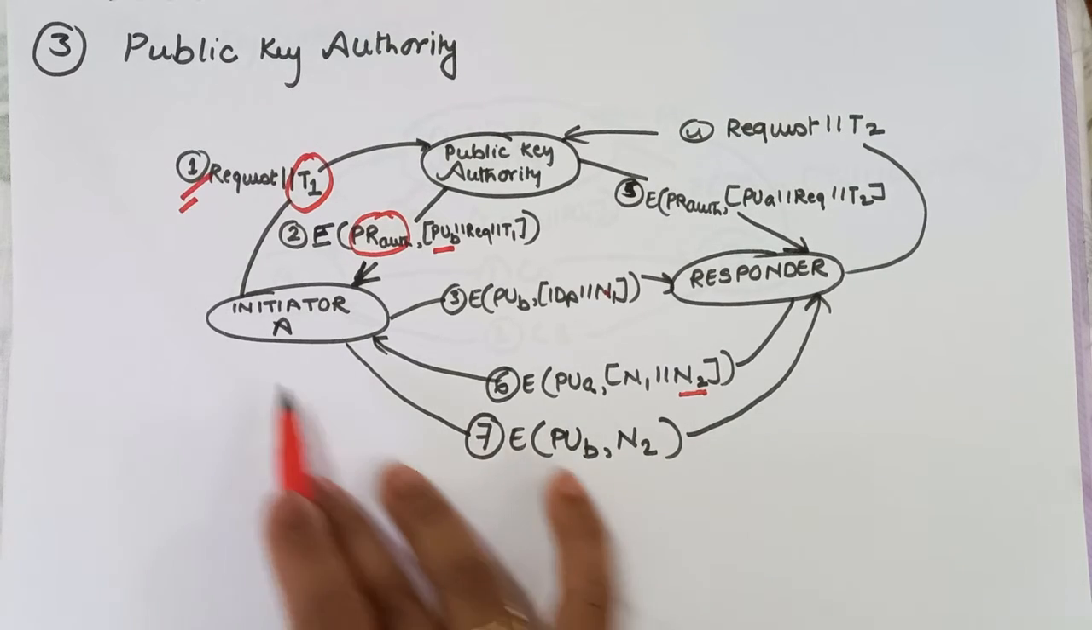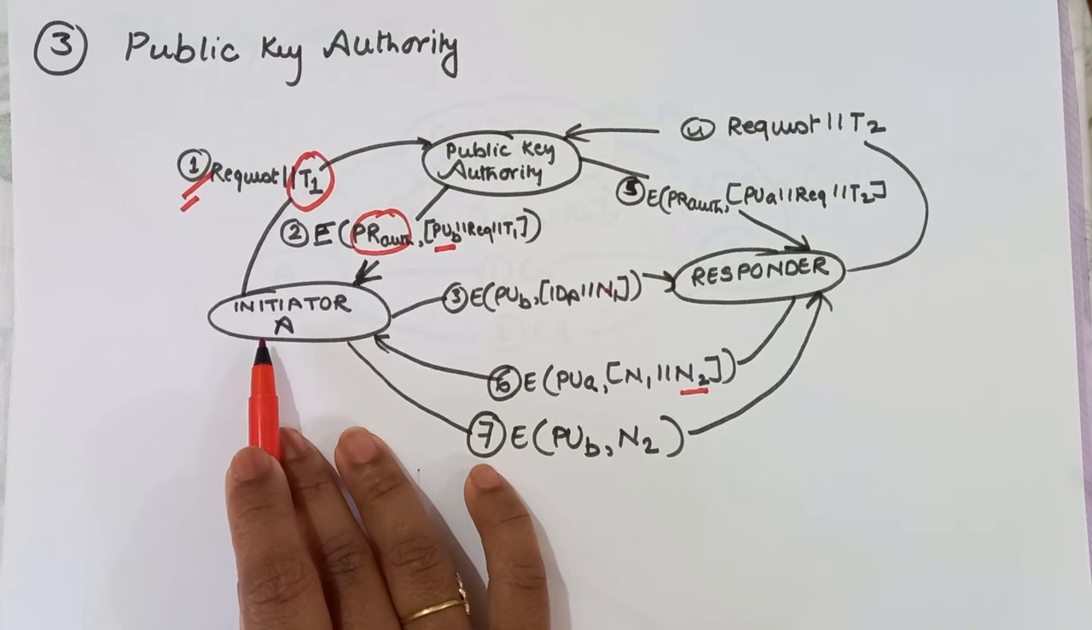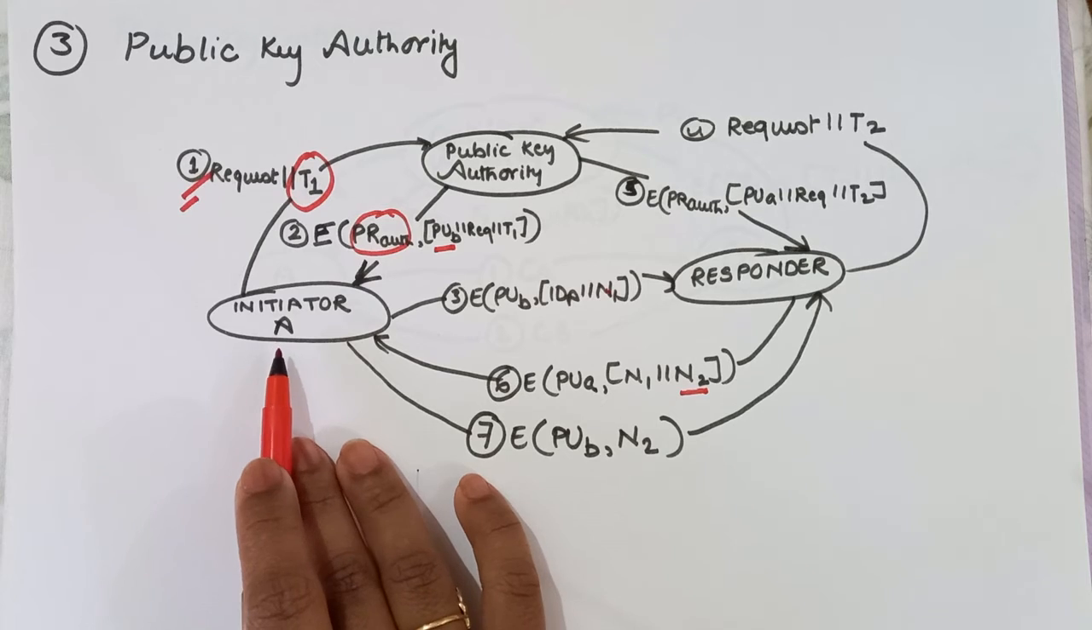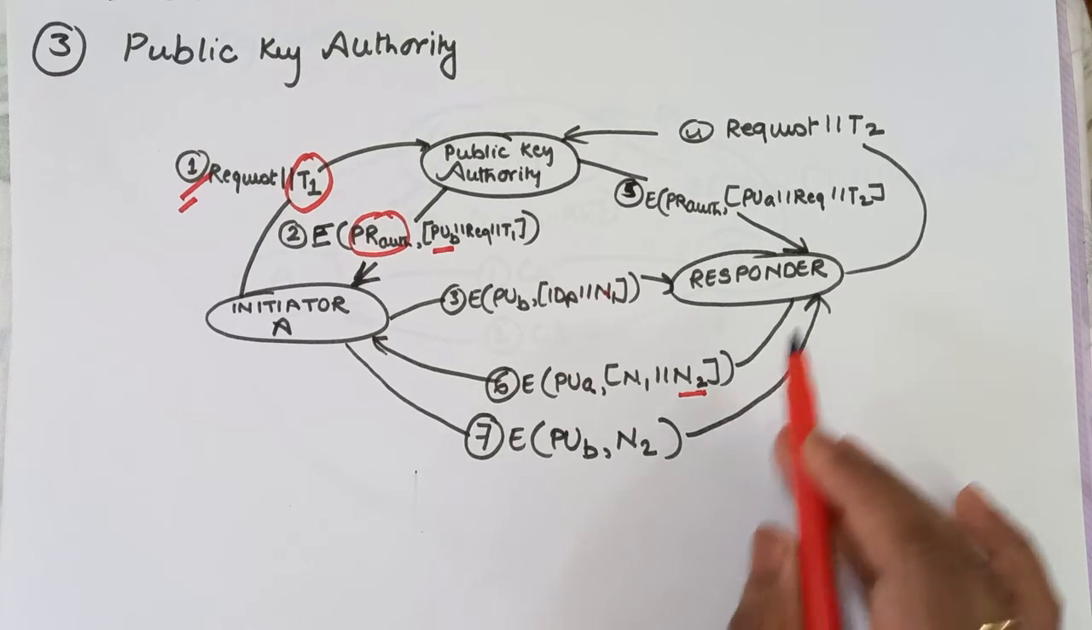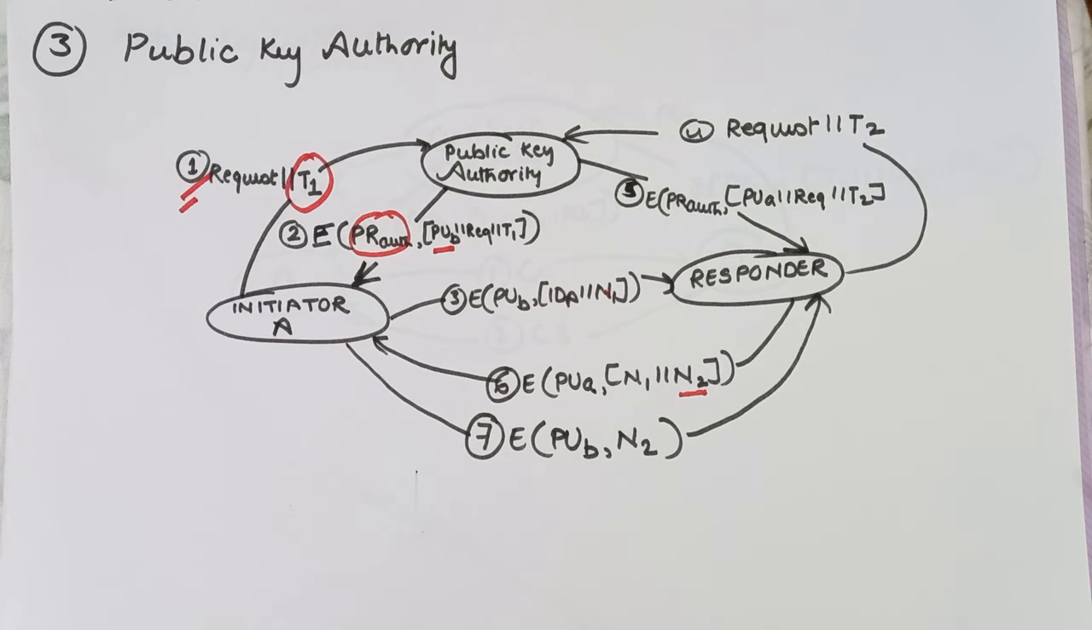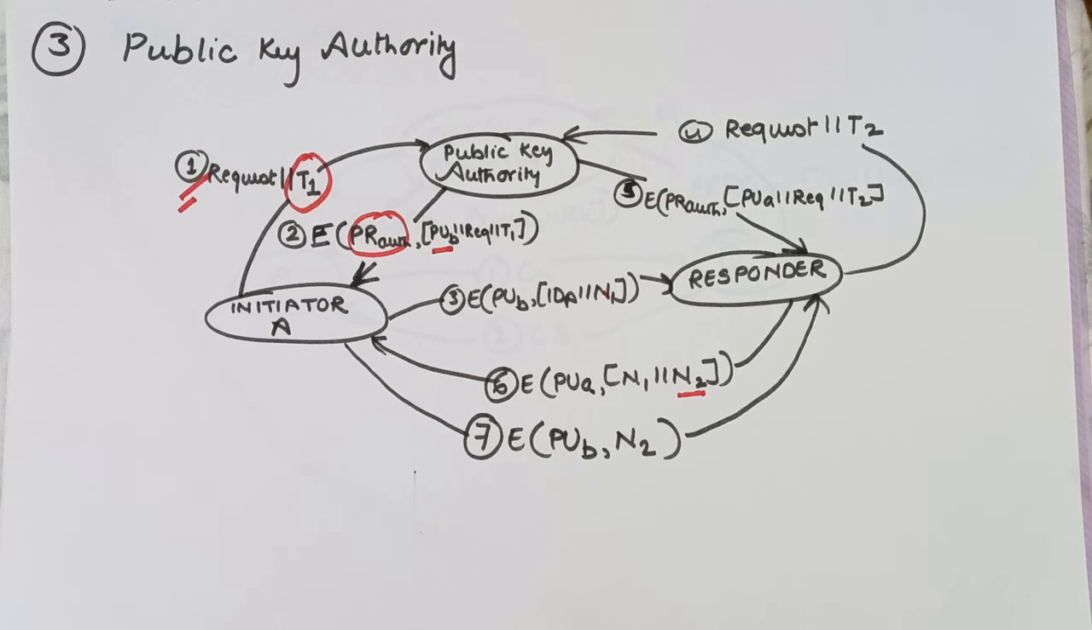Okay, after initiator A receives the encrypted message, initiator A then sends an encrypted message for confirmation to the responder. This is the entire set of communication that is going to carry forward if the public key authority, that is the dynamic key authority, is used for communication of the public key.